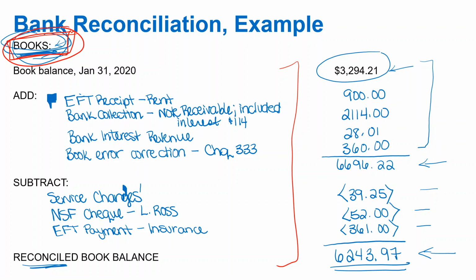But for the books side of the bank rec, these were all of the items that went through the bank account. So we saw them on the bank statement, but they're not yet recorded in the accounting records. But we want them to be recorded in the accounting records. So we're going to do journal entries for all of these items to make sure that our T account for the bank is up to date, so our cash account.